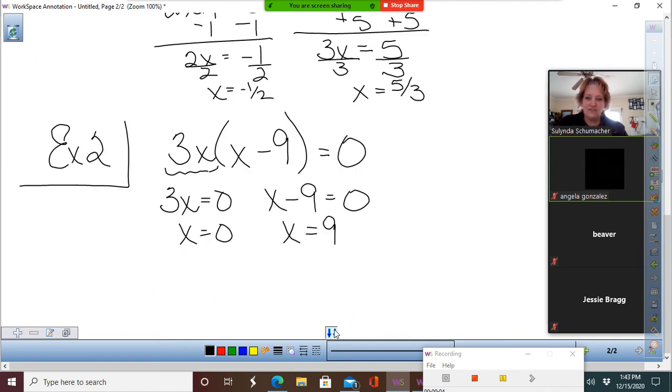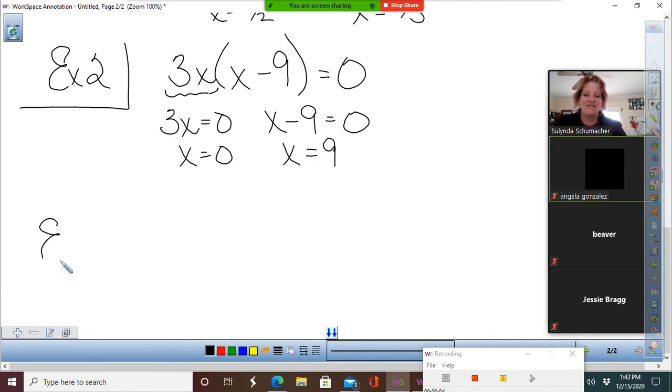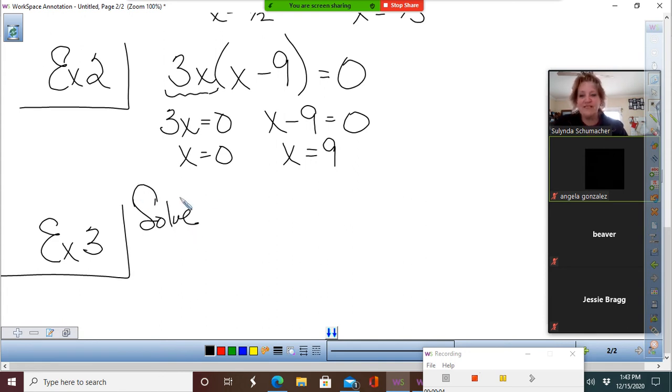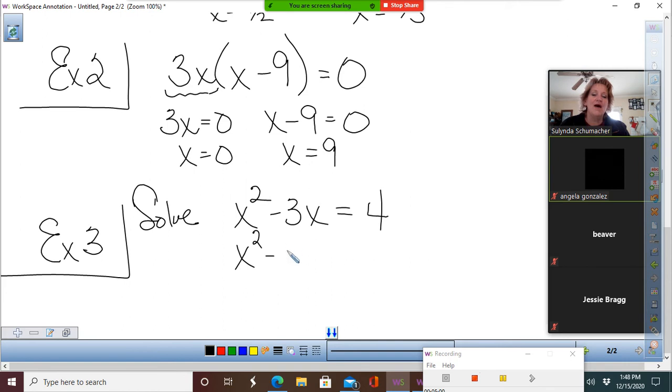All right, let's try another one. Now let's start to factor. This is what your homework's going to kind of look like. It's going to say solve. That's it. Solve. Very basic. And maybe we have x squared minus 3x equals 4. All right. The first thing you have to do is get the whole thing set equal to 0. So we got to move 4 over. So we cannot factor until all of that's all on one side together. So I have x squared minus 3x minus 4 equals 0.